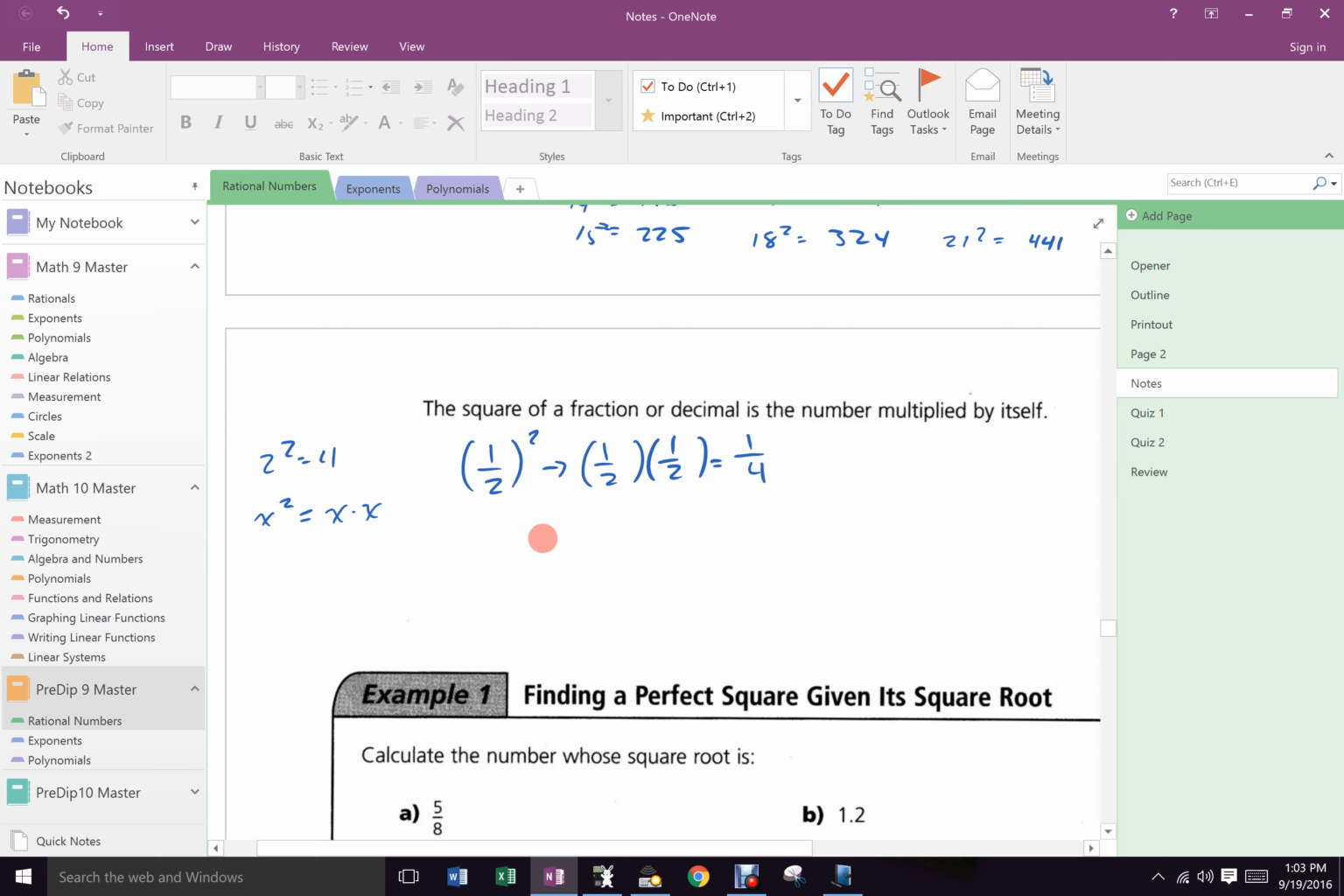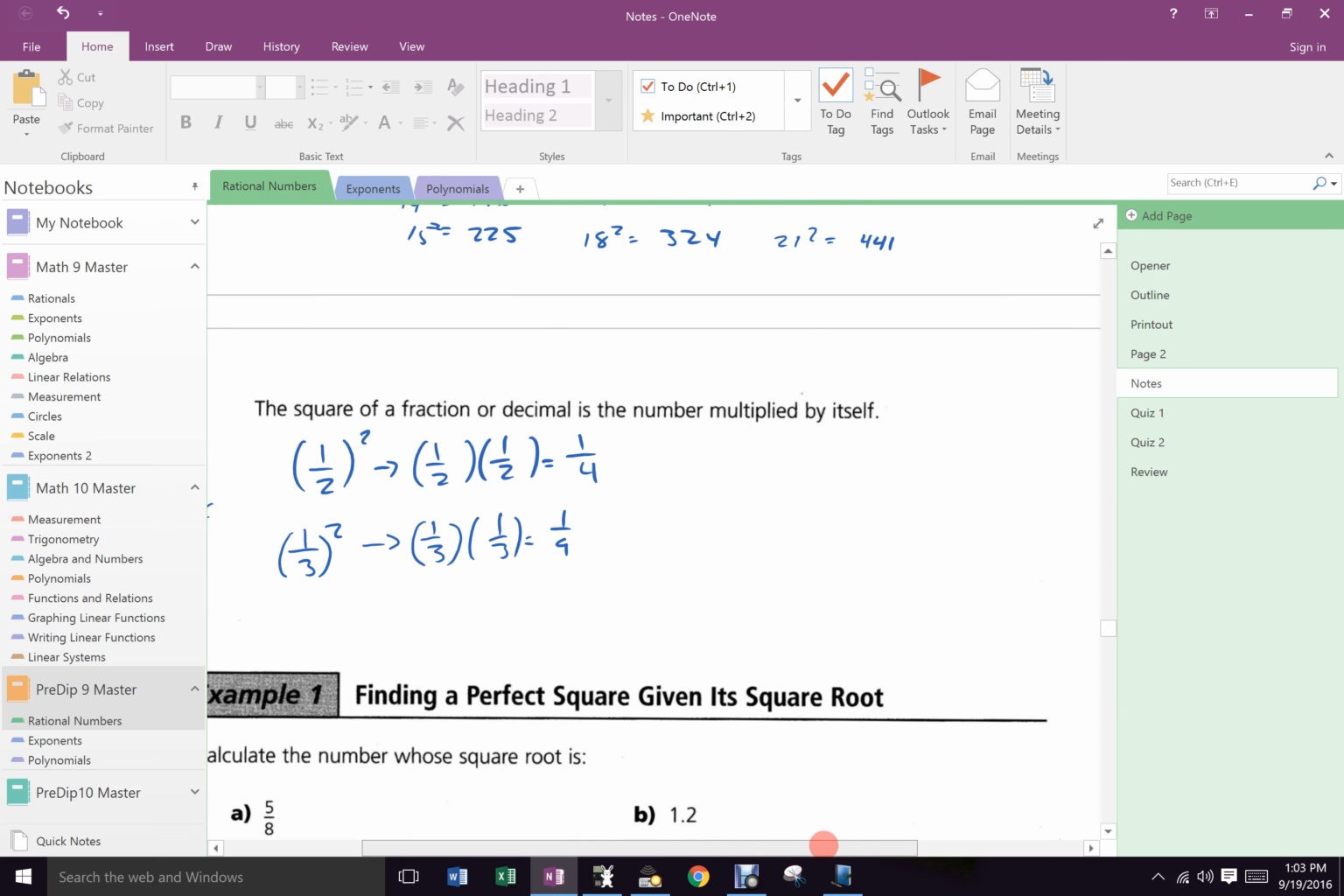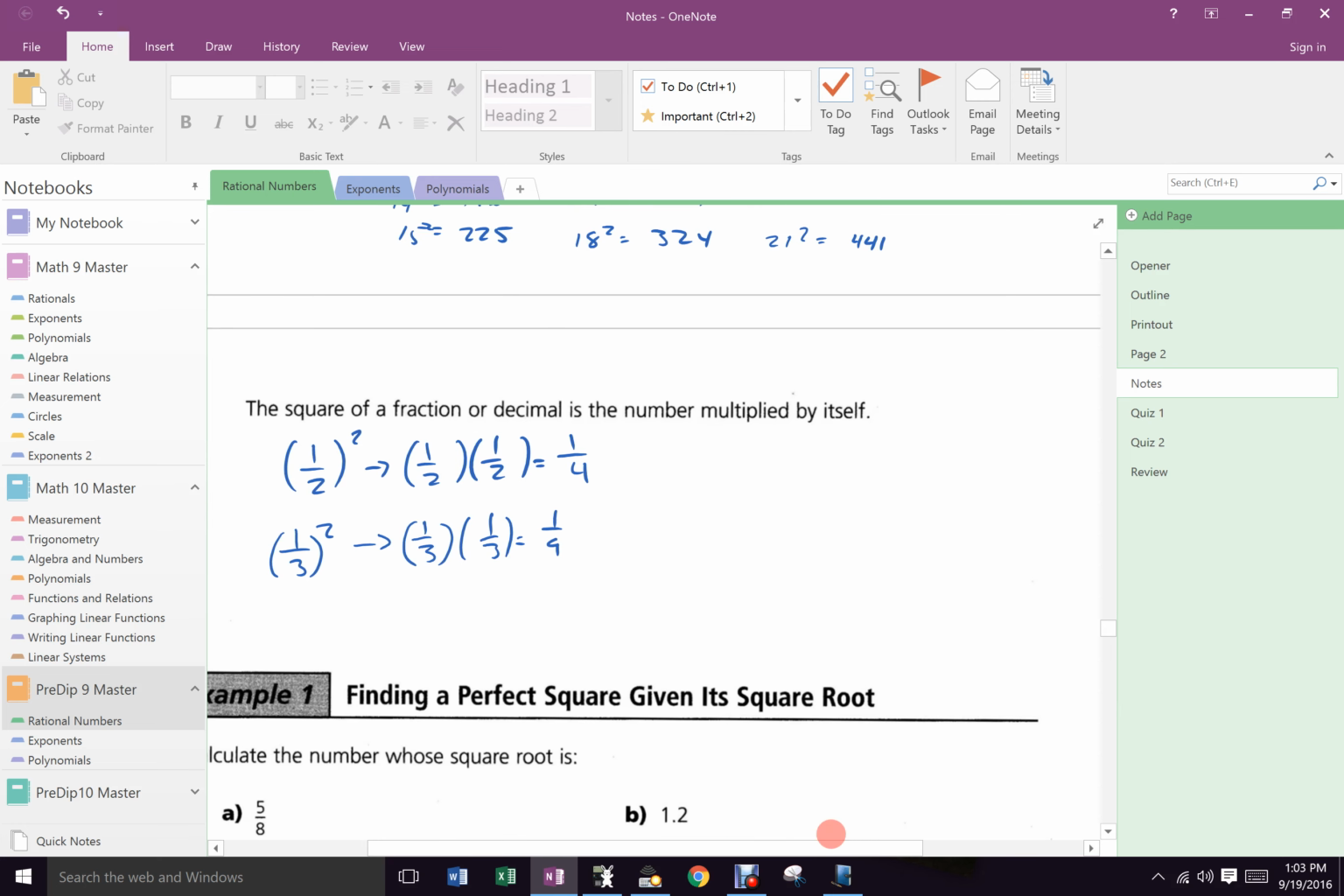So 1/3 squared is what? 1/9. Picking up what I'm putting down? What about decimals? What are decimals? They're fractions, so the rules are the same. 0.5 squared is what? 0.5 times 0.5. 5 times 5 is 25, and how many decimal places do I need? 2. We'll cut it there.